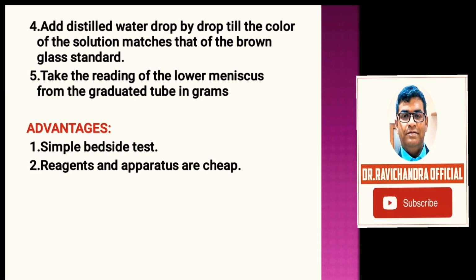Then add distilled water drop by drop until the color of the solution matches that of the brown glass standard. Take the reading of the graduated tube at the lower meniscus, and it is measured in grams. Advantage: it is a simple bedside test. Reagents and apparatus are very cheap.